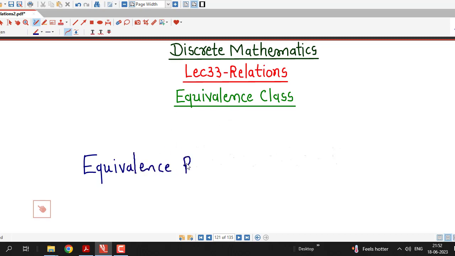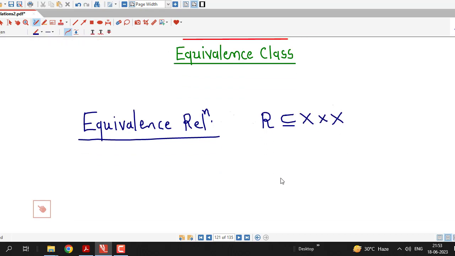We know that equivalence relation is a relation which is reflexive, symmetric and transitive. So suppose R is an equivalence relation on a set X, that is R is a subset of X cross X which is reflexive, symmetric and transitive. Then we can define equivalence class for every element of given set X.